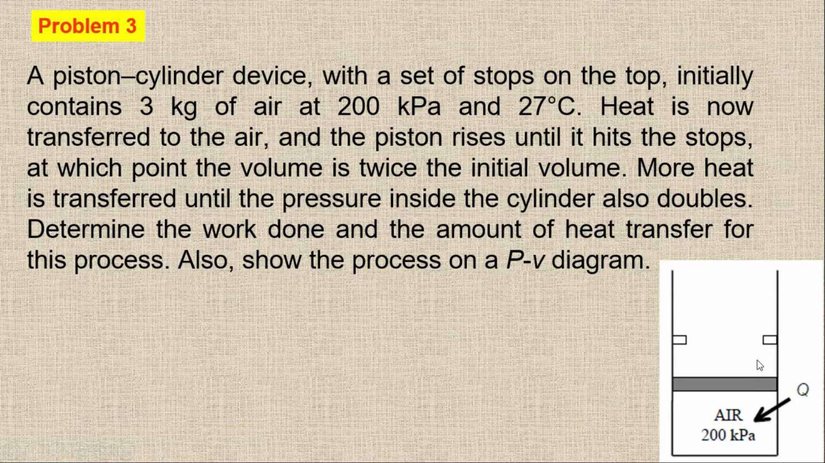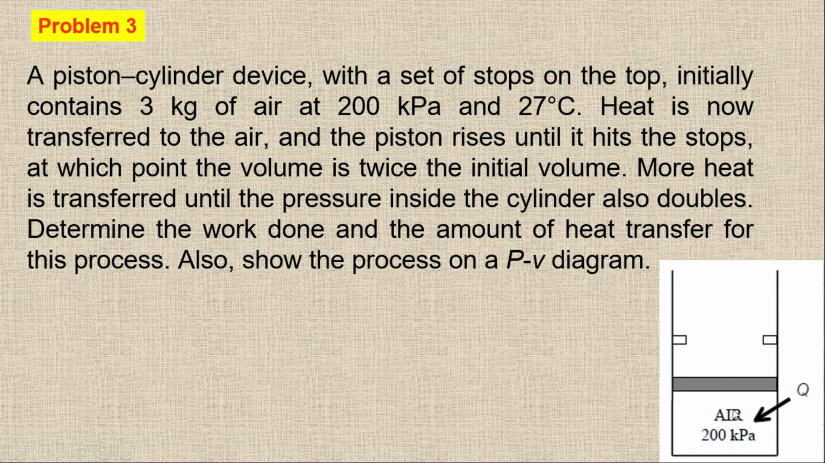During this process, you can see the volume is going to double. So volume is twice the initial volume, so V2 is doubled. When this piston stops here, after that it will become a constant volume process, and you are going to add more heat and the pressure will increase until the pressure is doubled.